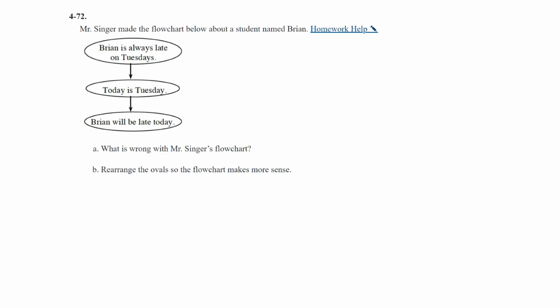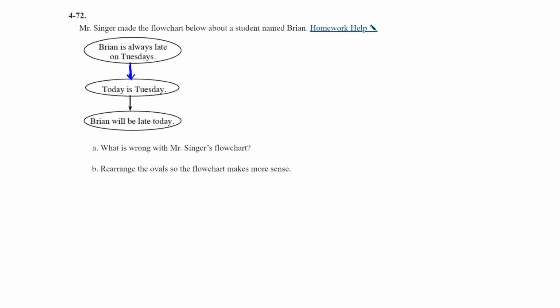So what's wrong? Well, let's read this again. Brian is always late on Tuesdays. And then it has the arrow going to today is Tuesday. That's a problem because it implies that Brian is always late on Tuesdays and then today must be Tuesday. So that shouldn't be the order that it goes in. This does not imply that today is Tuesday. So that's what is wrong with Mr.